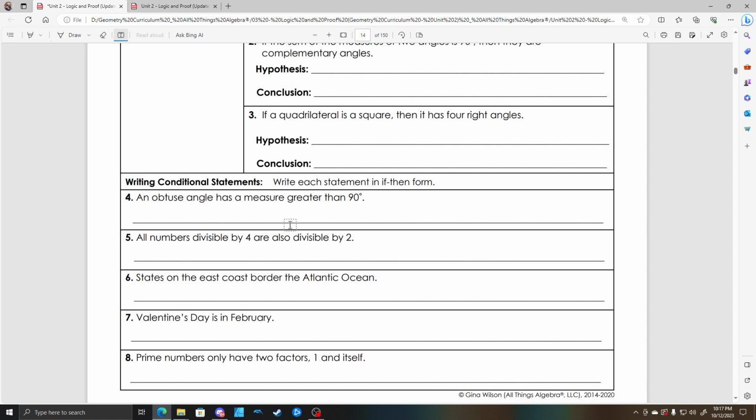What we're going to do is create a statement that includes if and then. So what we could say is, if an angle is obtuse, then it has a measure greater than 90 degrees. Perfect. You'll notice that we have this if and this then, and we pretty much said the exact same statement, except in if-then form. So this is all that we need to do for these sorts of things. This is pretty simple.